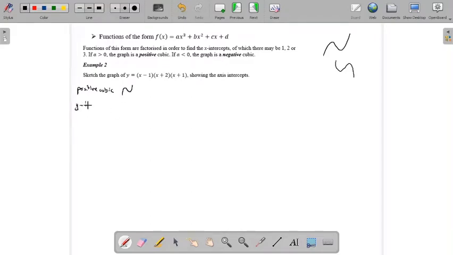Now y-intercept, when x equals 0, I have negative 1 times 2 times 1, because x is 0 in each of these brackets. And when we multiply that out, we end up with negative 2. Okay, so that's our y-intercept.